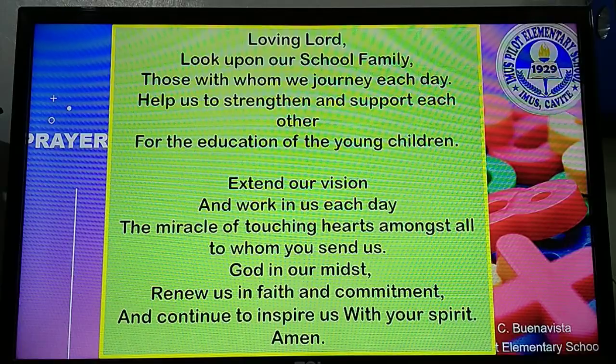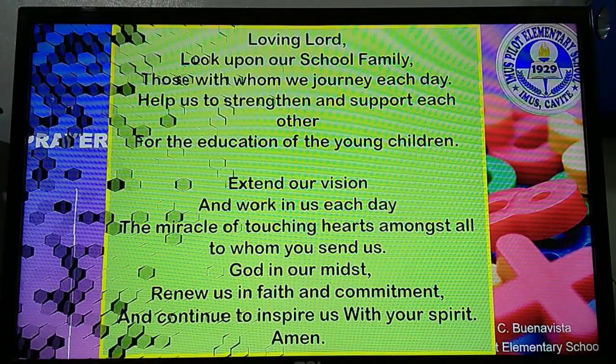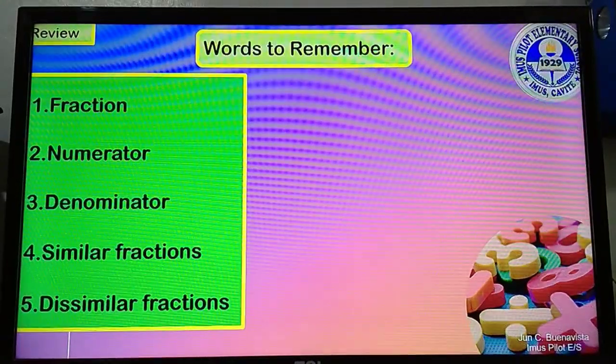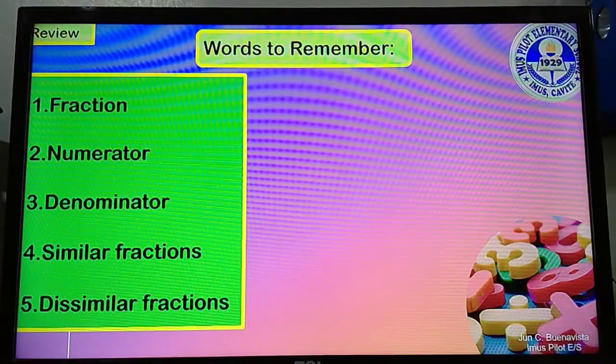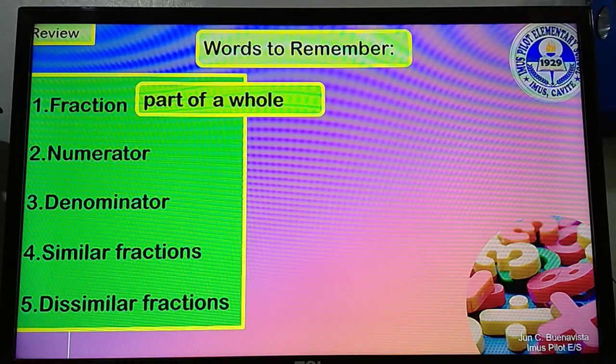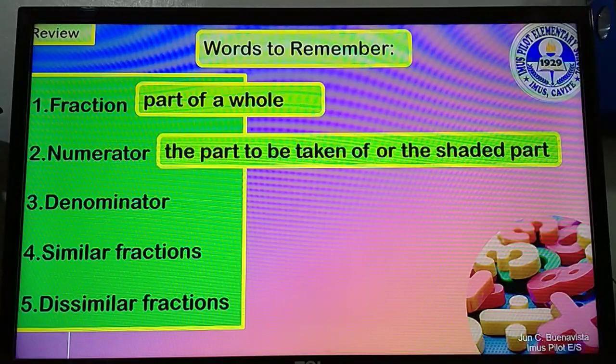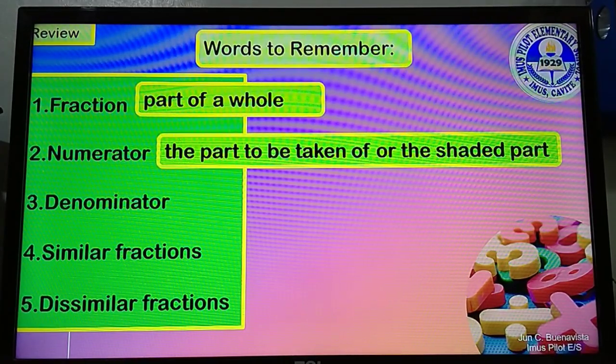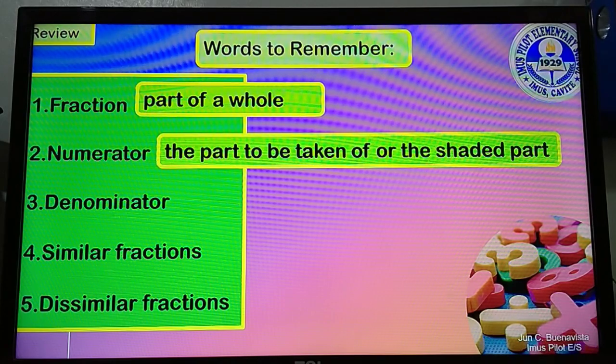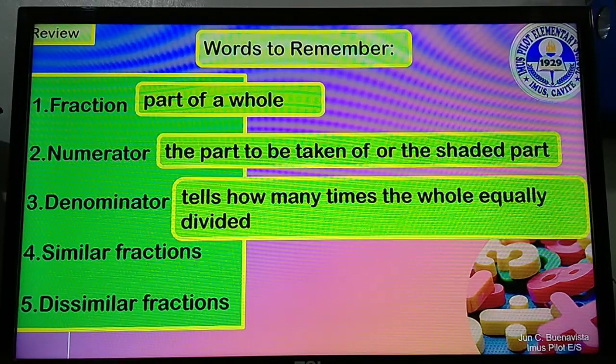So before we go to our lesson, we are going to know first the following words. Fraction. What do you mean by fraction? A fraction is part of a whole. A fraction has parts: the numerator and the denominator. The numerator is the part of a fraction that tells us the part to be taken, or the shaded part. The denominator tells how many times the whole is equally divided.